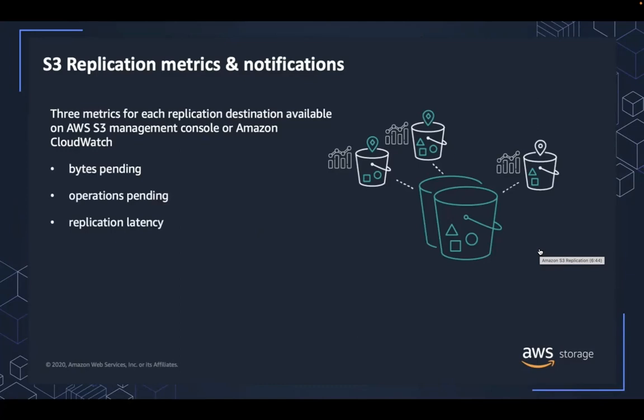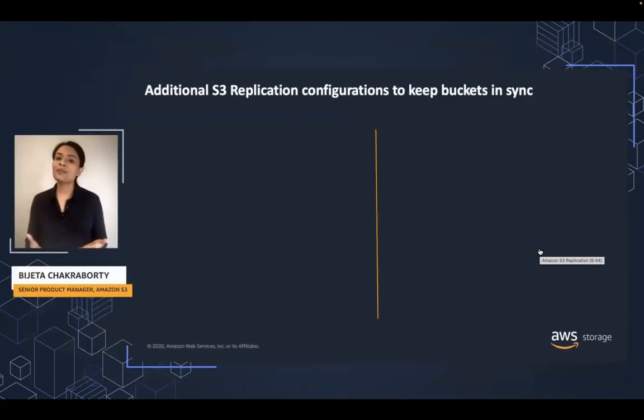You can track byte pending, operation pending, and replication latency between your source and destination bucket through the S3 Management Console or on Amazon CloudWatch. You're also able to receive replication failure events to quickly diagnose and correct any issues. There are two more replication configurations that I'd like to review today.